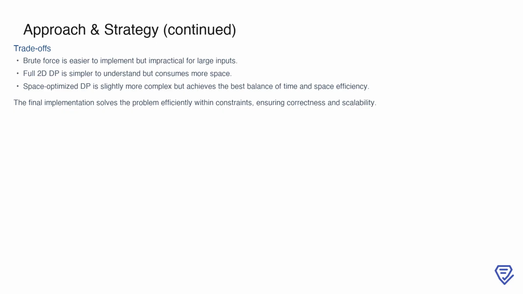The space-optimized DP approach, on the other hand, achieves the best balance. While slightly more complex in implementation, it significantly reduces memory usage without compromising time efficiency. The final implementation based on this strategy ensures that the solution is scalable, correct, and efficient within the given constraints. By leveraging dynamic programming and space optimization, we address both the computational and memory challenges of the original problem, making this approach the most practical choice for real-world use cases.